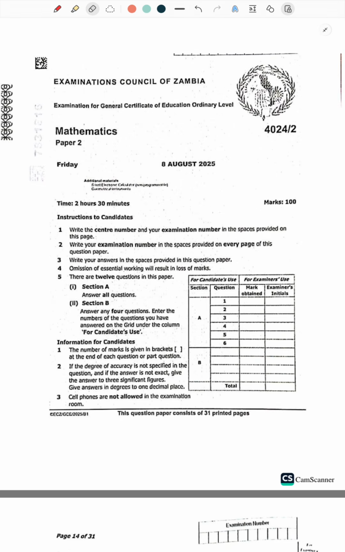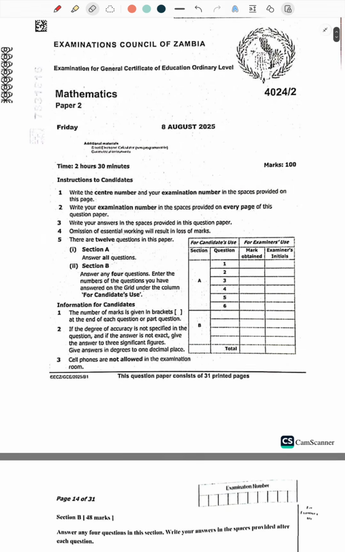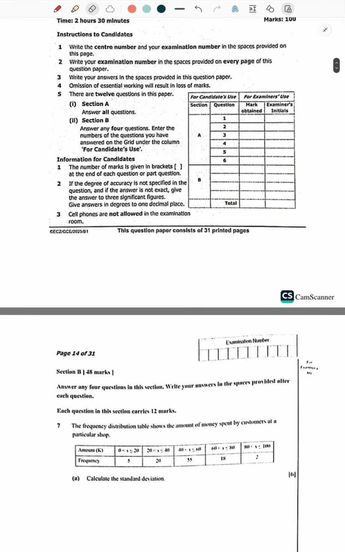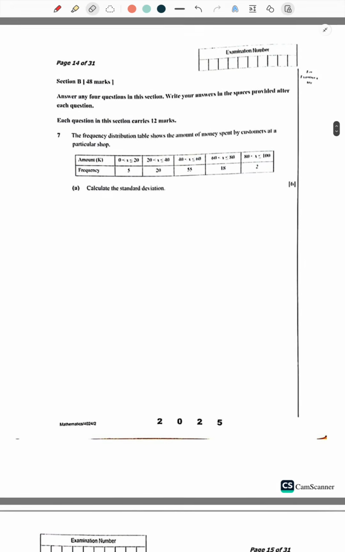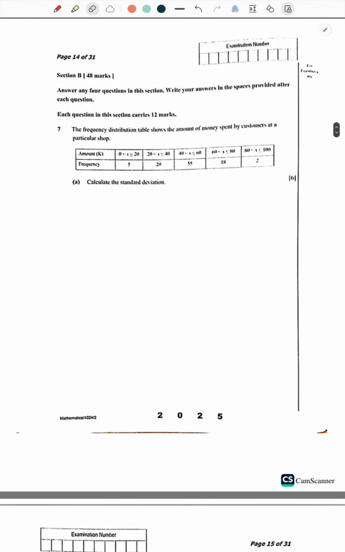I will be teaching you how to find statistics, which includes your standard deviation, and also how to graph this particular question on graph paper. This question is actually very simple, and it is one of the questions that should be able to get everything in your exam. The question states: the frequency distribution table shows the amount of money spent by customers at a particular shop. Then they say calculate the standard deviation.